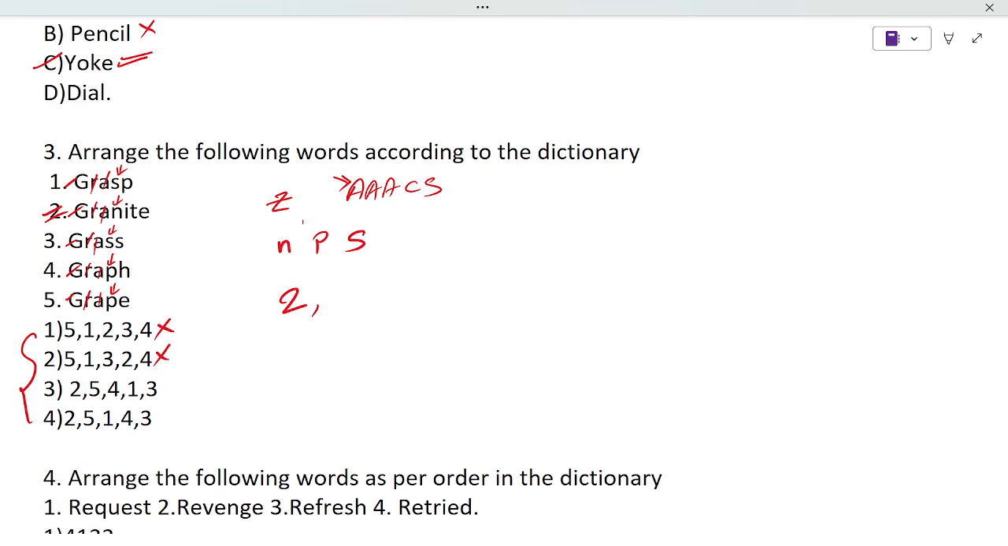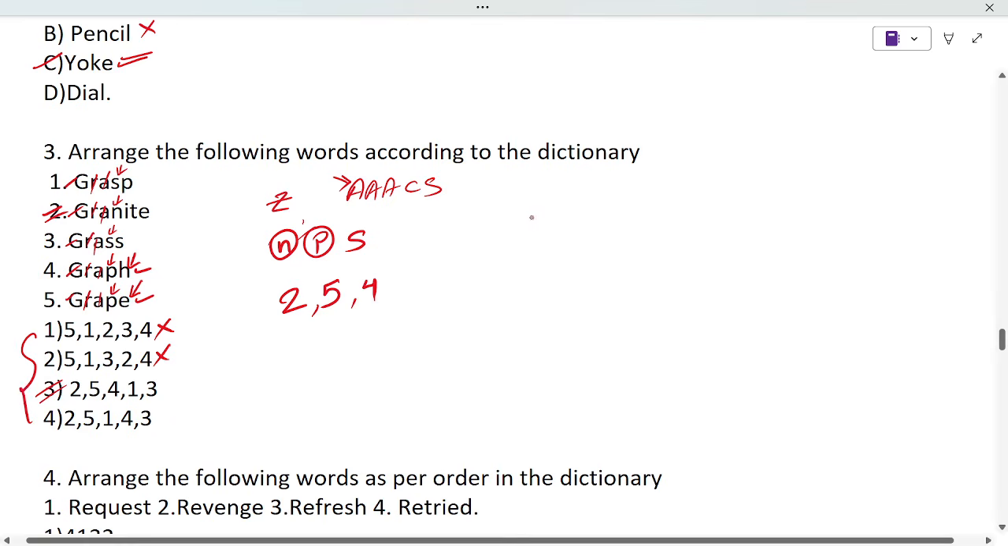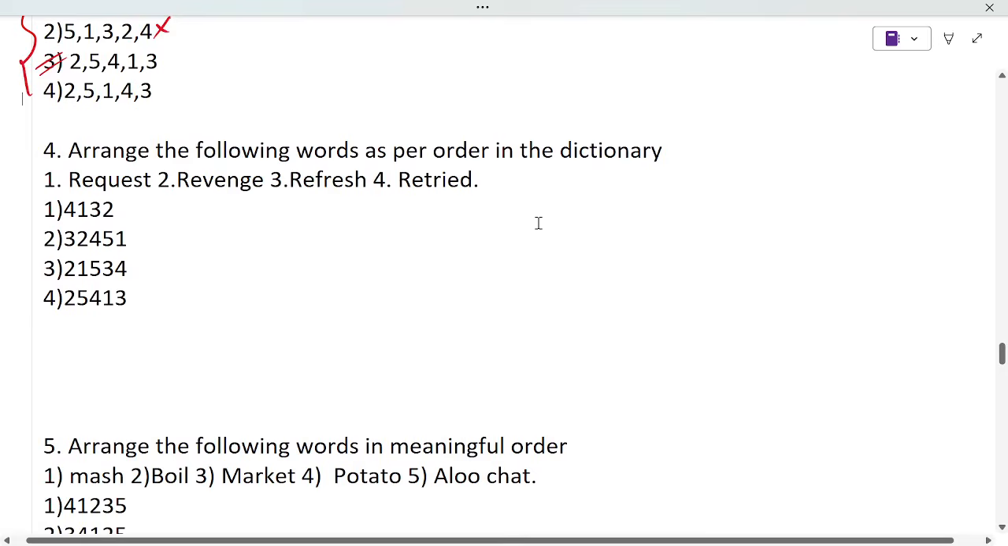Next though, B comes again, we have these. So we cannot decide, they are the same. So we'll go to the next letter again. Next letter H or E. That means E will come first. So again 2 and 5, we cannot eliminate. Next one though, 4 will come. So 2, 5, 4, option 3. You can check 1 and 3 also. Even question number 4, same.